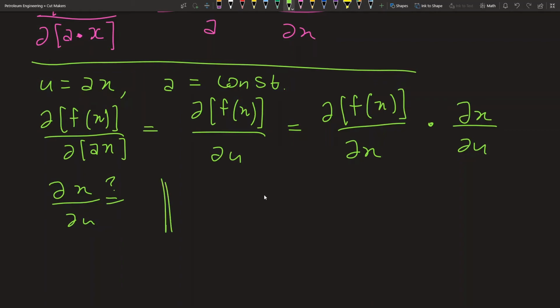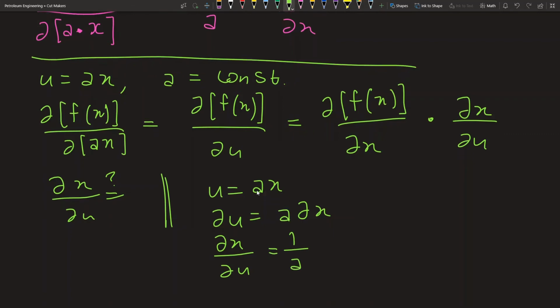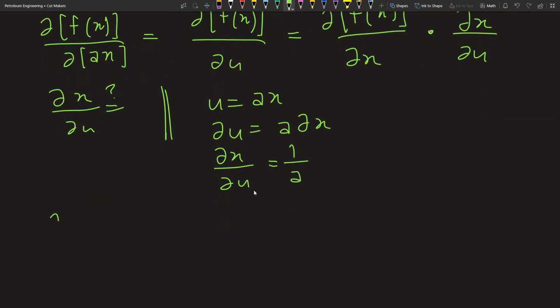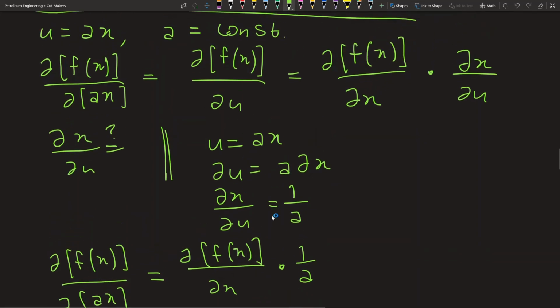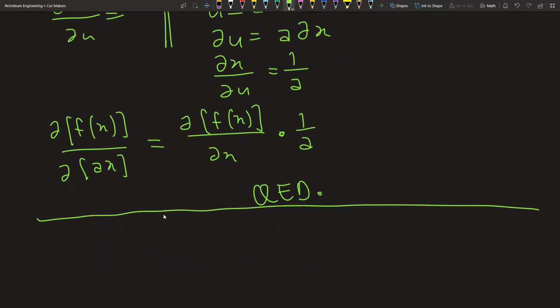Well, we know that u is equal to ax, which would imply that ∂u is equal to a ∂x. So ∂x over ∂u is equal to 1 over a. So based on this logic, we can rewrite ∂ of f(x) over ∂ of ax as ∂ of f(x) over ∂x multiplied by ∂x over ∂u, which we have shown is 1 over a. And that's the proof. QED. Okay? Alright. So now back to the derivation at hand.